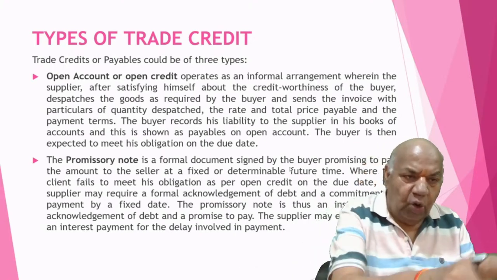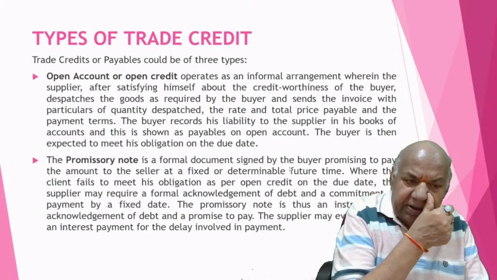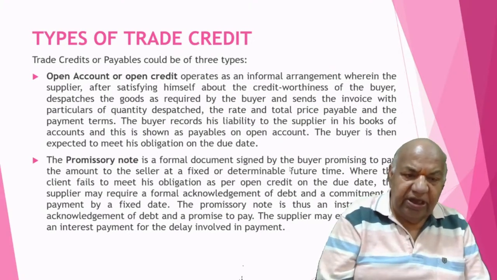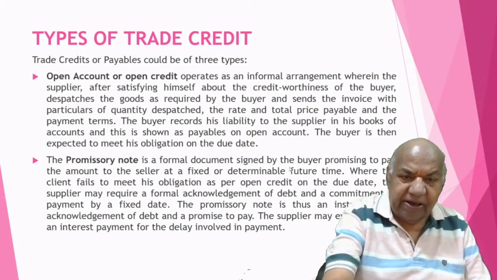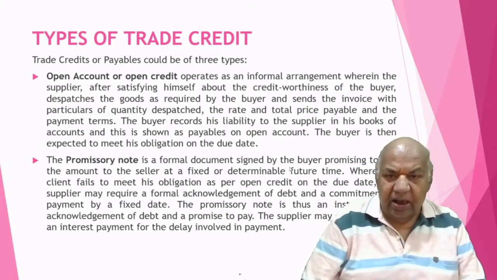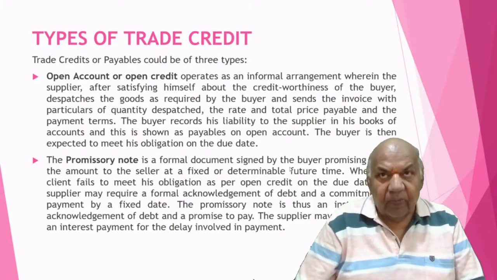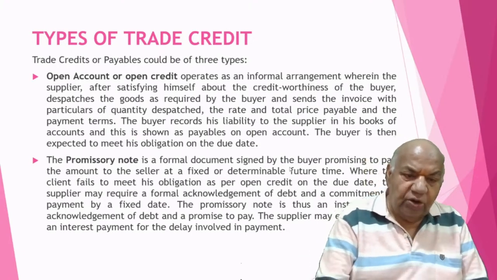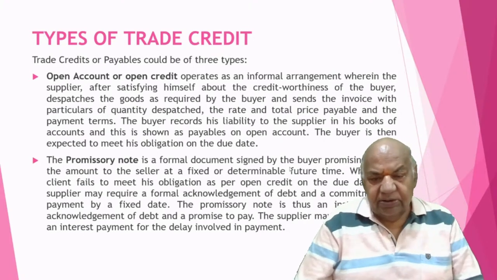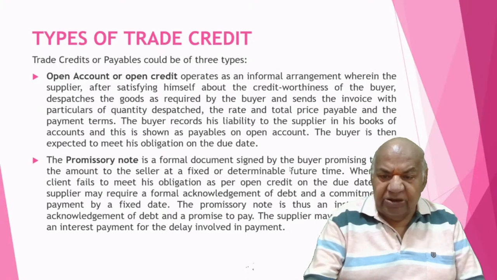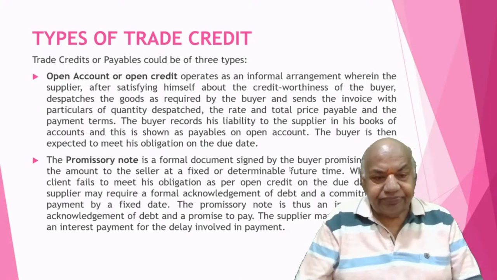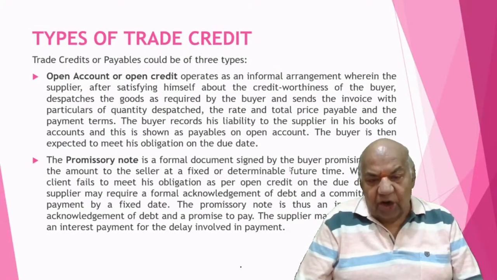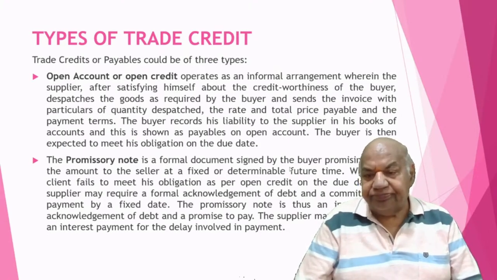In contrast to open account or open credit, the promissory note is a formal document, while open account or open credit was an informal arrangement. The promissory note is a formal document signed by the buyer, promising to pay the amount to the seller at a fixed or determinable future time.